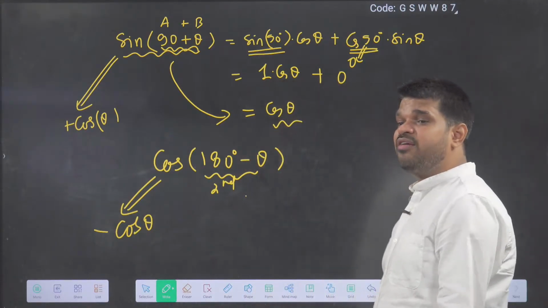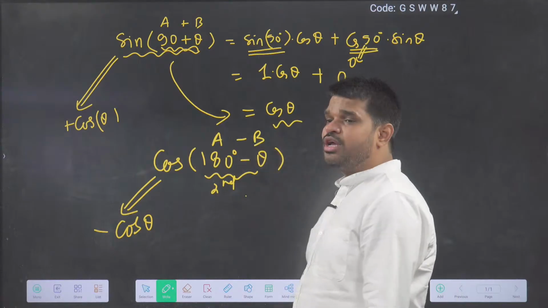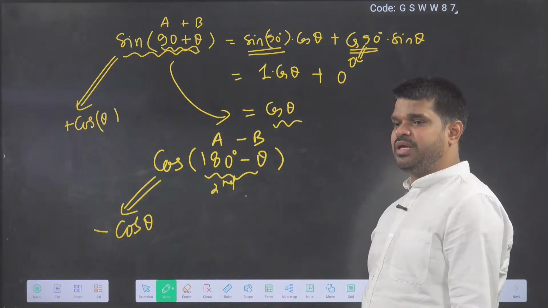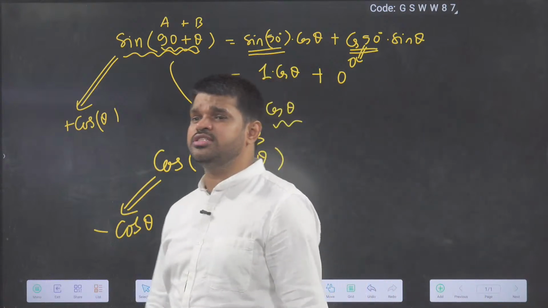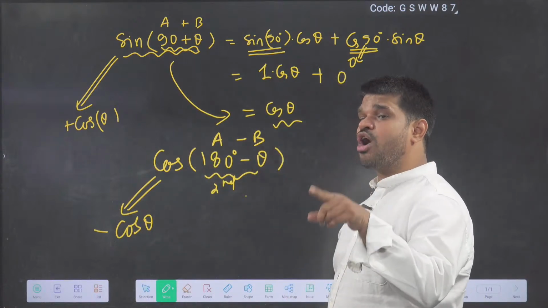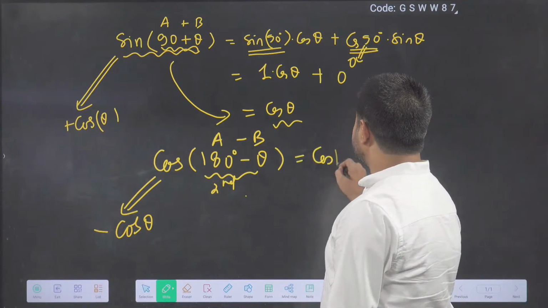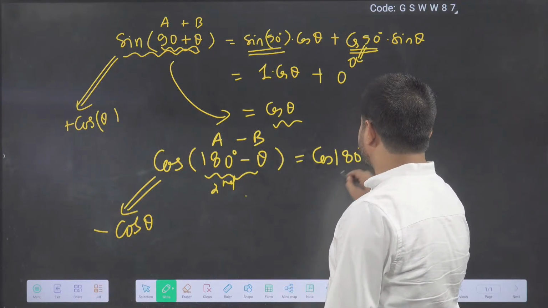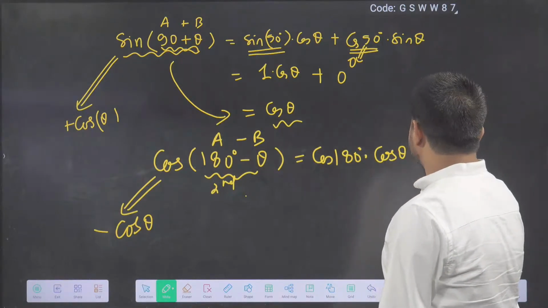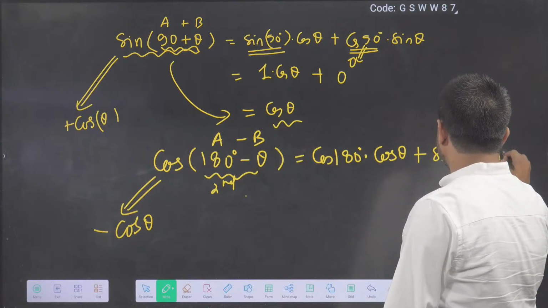Let's do it by formula. It is A and it is B. So let's apply the formula of cos A minus B. What is the formula of cos A minus B? Cos A cos B plus sin A sin B. So cos 180 degrees into cos theta plus sin 180 degrees into sin theta.